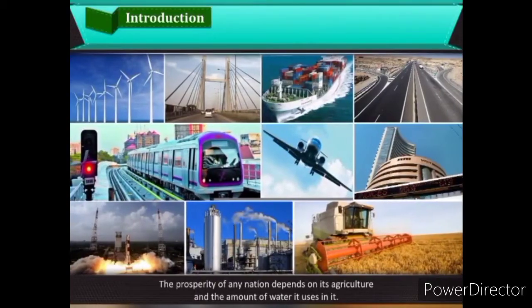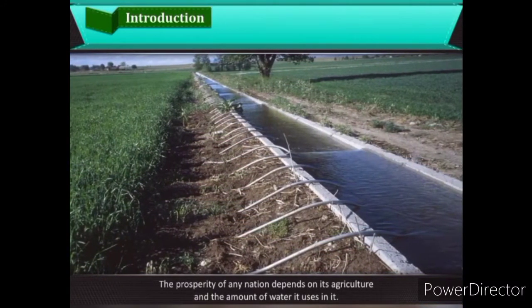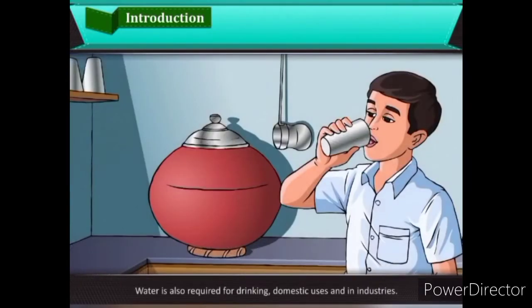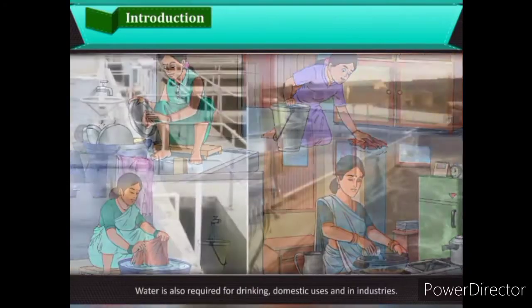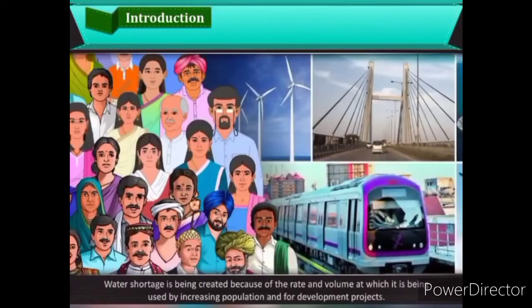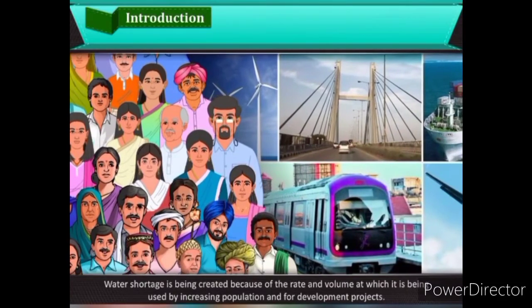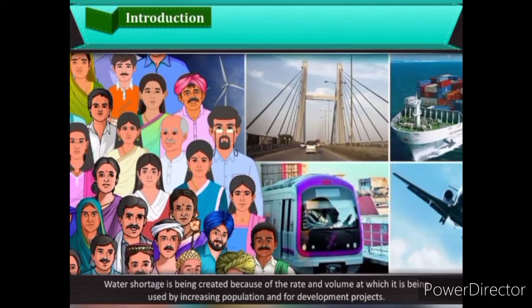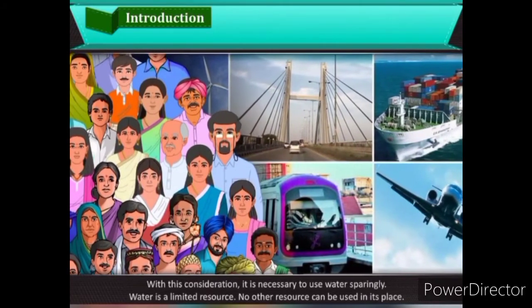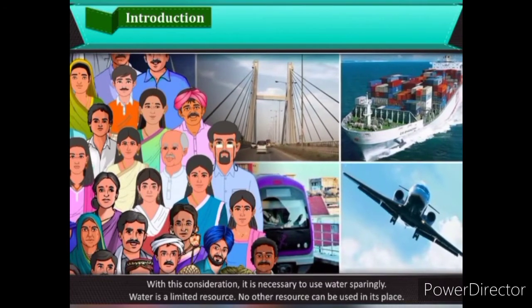The prosperity of any nation depends on its agriculture and the amount of water it uses in it. Water is also required for drinking, domestic uses, and in industries. Water shortage is being created because of the rate and volume at which it is being used by increasing population and for development projects. With this consideration, it is necessary to use water sparingly.